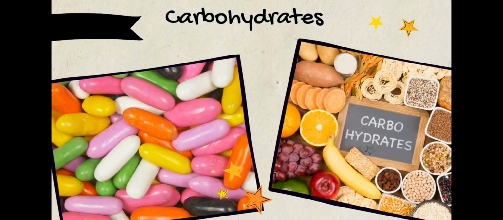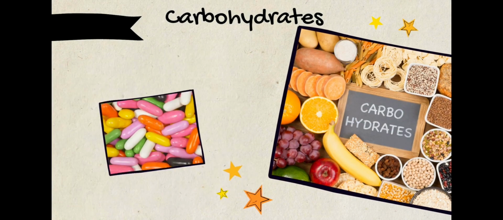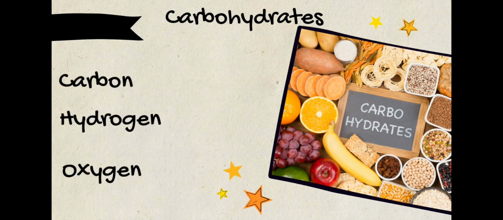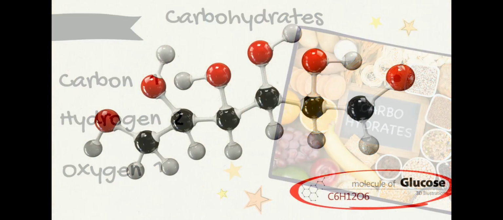Up first, carbohydrates. They're composed of 3 elements: carbon, hydrogen, and oxygen, in a 1:2:1 ratio. For example, take a look at glucose.